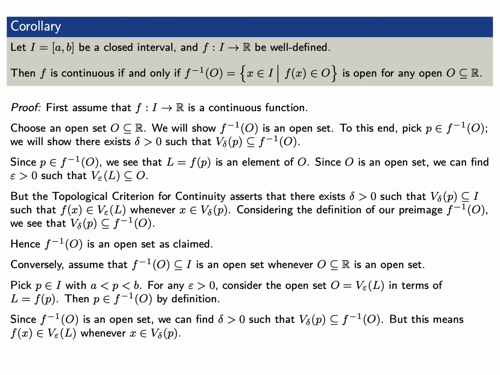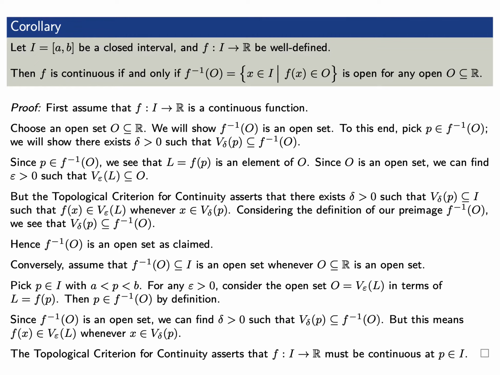But since our choice of O is an open set, and we know by assumption that f^{-1}(O) is an open set, this means that around the point P, we can find a positive delta such that V_delta(P) is contained in f^{-1}(O). But then this means that f(x) is an element of V_epsilon(L) whenever x is an element of V_delta(P). The topological criterion for continuity now says that our function f must be continuous at this point P.